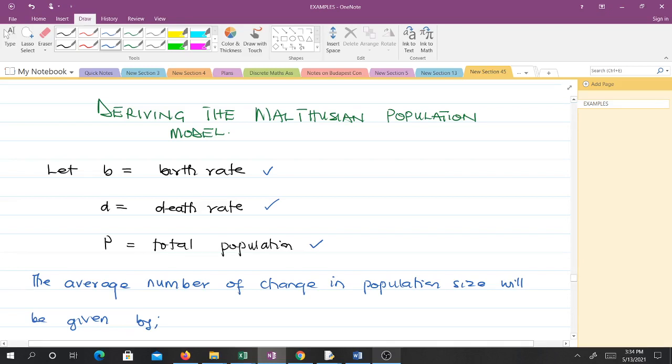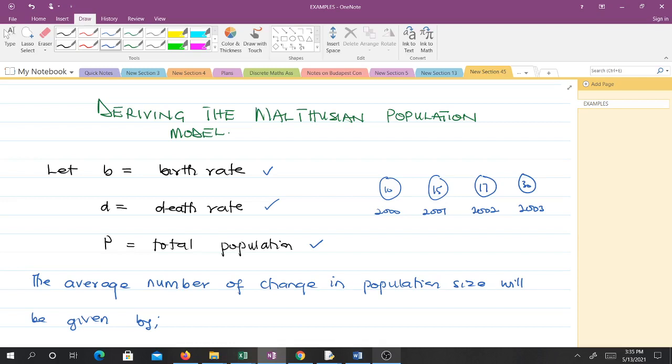Alright, so let's consider a scenario here. Let's say in 2000, the population of a town was 10. In 2001, it was 15. In 2002, 17. In 2003, 30. You can see that there is growth in population from 2000 to 2001, there is also a growth from 2001 to 2002, and there is also a growth from 2002 to 2003.